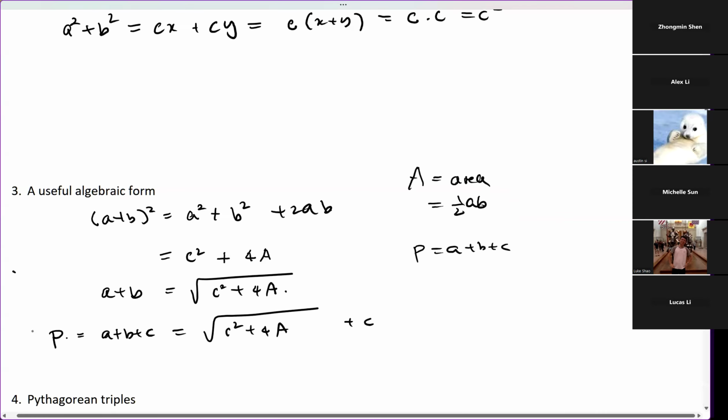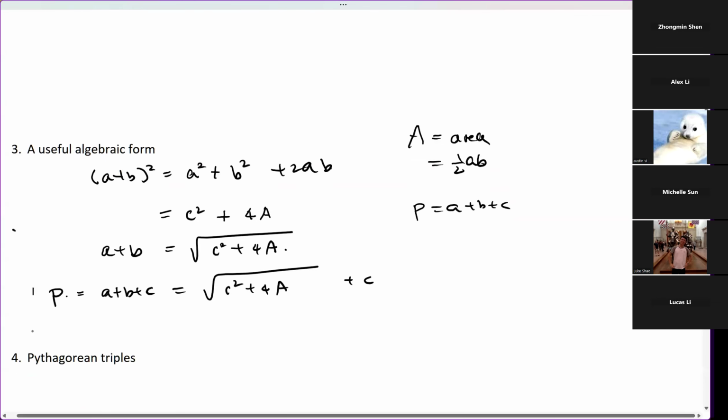So this is an identity. And this identity tells you that if you know two of them, you can get the third one. Okay, so if you know the area and the length of the hypotenuse, then you can get the perimeter. They all come from this algebraic formula, right?